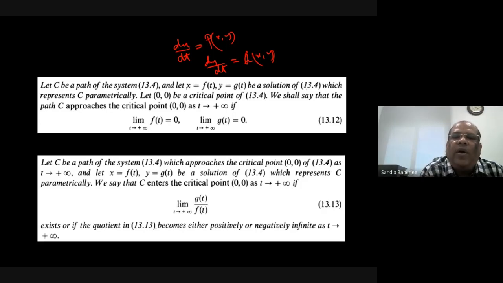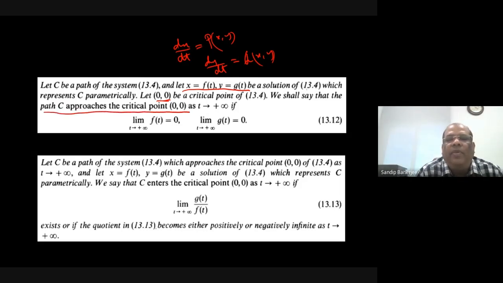And this x equal to f(t) and y equal to g(t), they are the solution of this differential equation. Basically, they are the parametric solution. And the equilibrium point is assumed to be (0, 0). Now we say the path approaches the critical point as t tends to plus infinity if limit t tends to plus infinity f(t) equal to 0 and limit t tends to plus infinity g(t) equal to 0. So this is the definition which says that the path approaches the critical point.